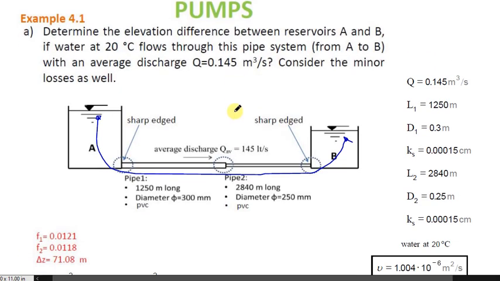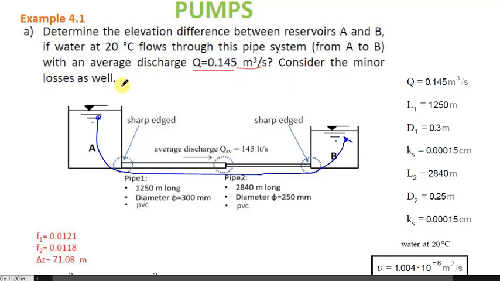Here we have the first question. What does it say? Determine the elevation difference between reservoirs A and B if water at 20 degrees Celsius flows through this pipe system from A to B with an average discharge of 0.145 meter cube per second. Consider the minor losses as well.